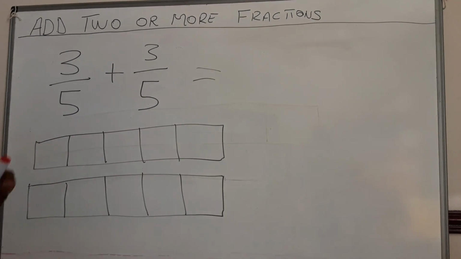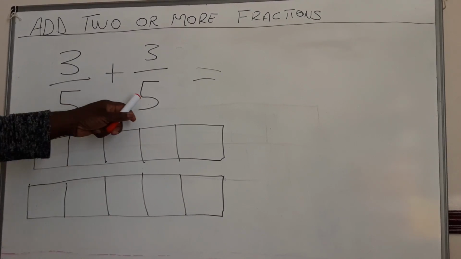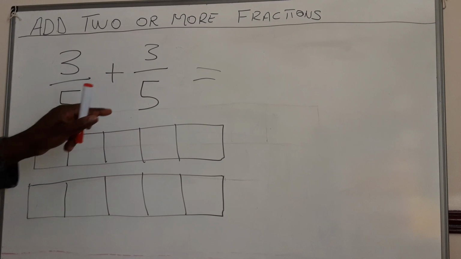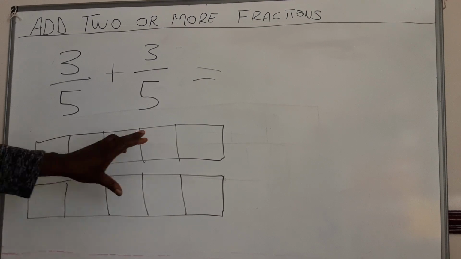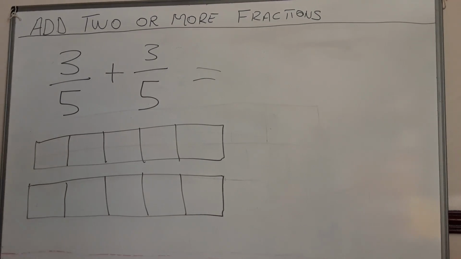So to do this, we have to check the denominator, and we know that the denominator is 5 and they are the same, so we don't need to change it. All that we have to do is to add the numerator. We can use the bar model to help us do this.